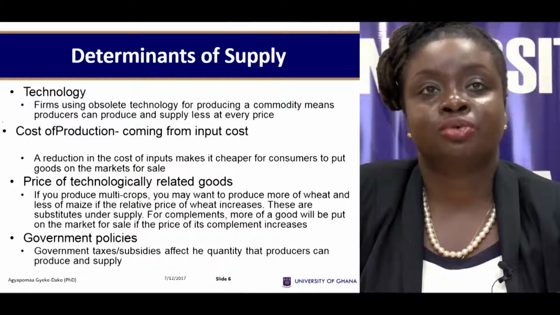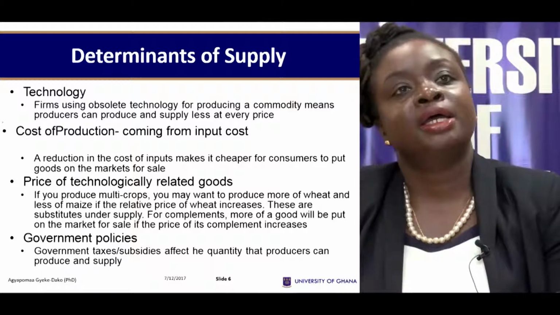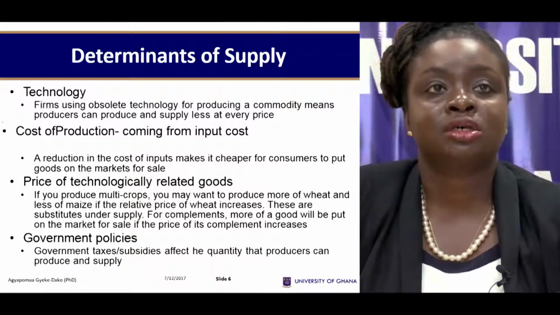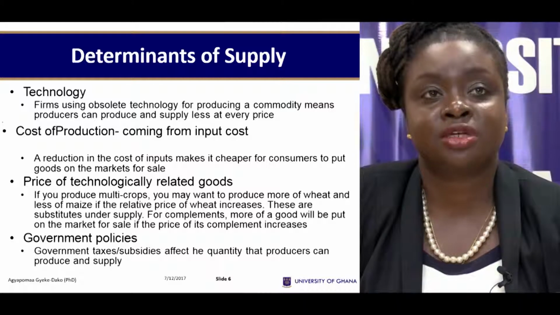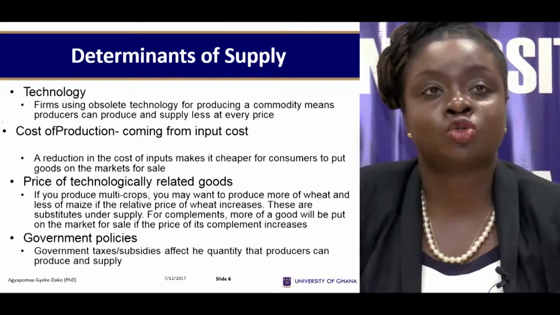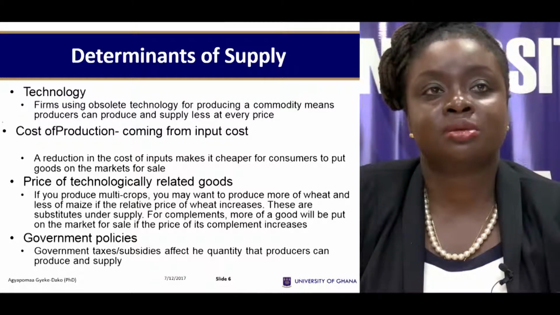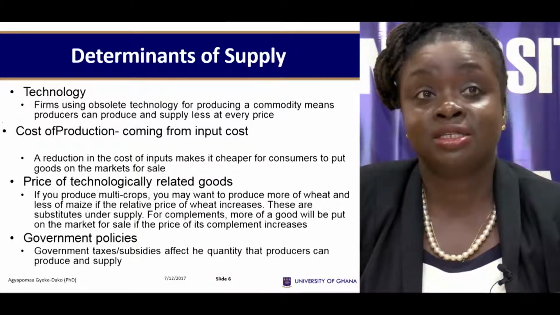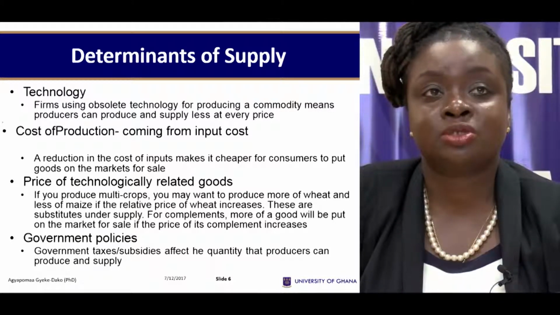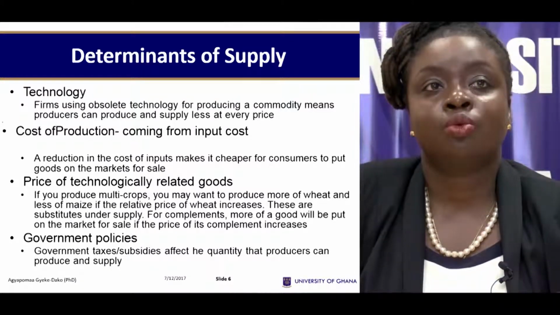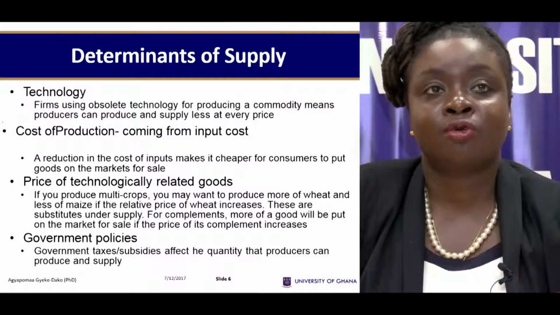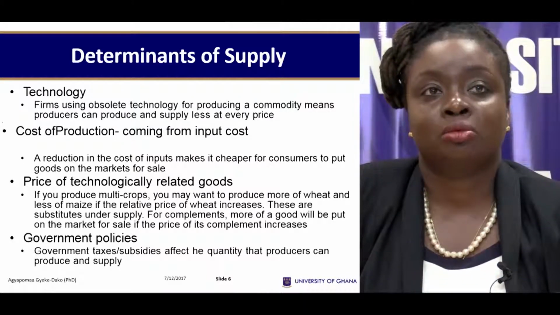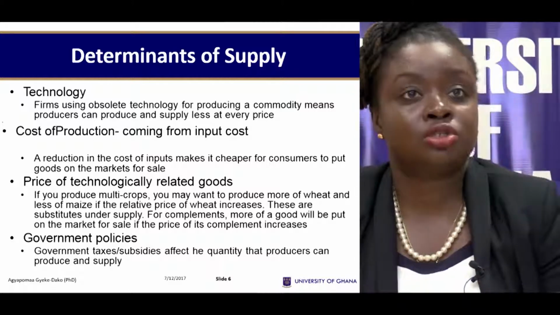Price of related products would come in here as well. But here, unlike what we saw in demand, the definition for substitutes is different, and the definition for complements is also very different. When we talk about substitutes under supply, we are really talking about goods that compete for the use of a particular resource. So wheat and maize, for instance, are substitutes under supply because wheat and maize compete for the use of land. So we say that they are substitutes.